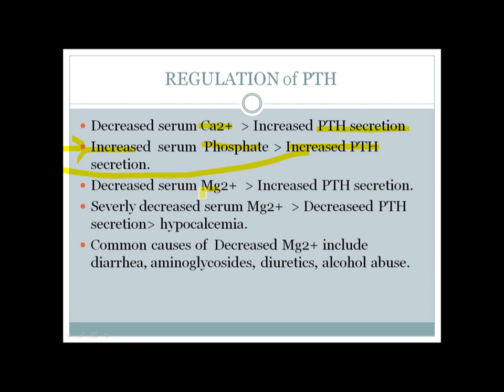Another important thing to remember is magnesium. The magnesium effect on the parathyroid gland is of two types. Whenever you have a mild to moderate decrease in serum magnesium, it will lead to increased parathyroid hormone secretion. But whenever the magnesium level is very low, it will decrease parathyroid hormone secretion, and as parathyroid hormone increases blood calcium level, whenever you no longer have parathyroid hormone, there will be hypocalcemia. And decreased magnesium can occur in situations like diarrhea when you lose magnesium, aminoglycosides, diuretics, and also alcohol abuse.